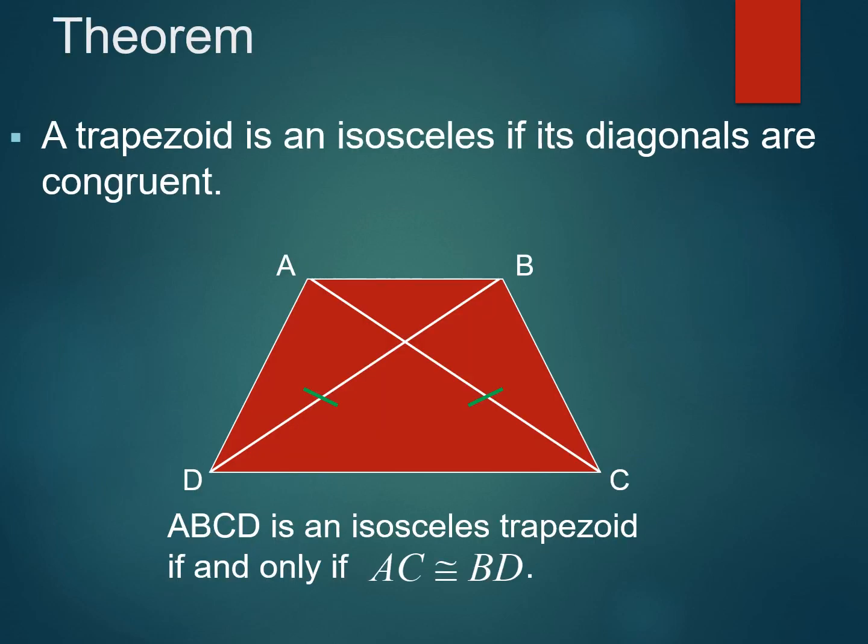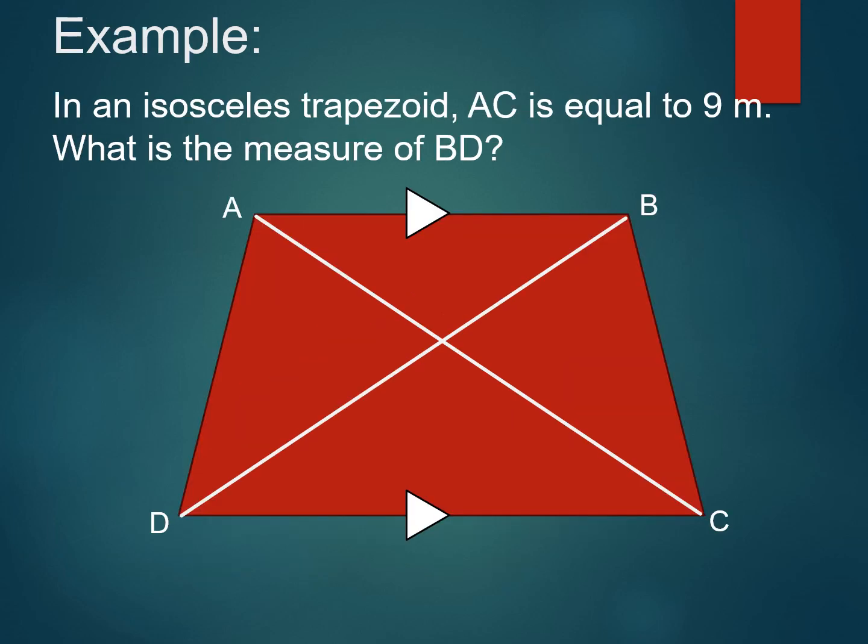Next, a trapezoid is an isosceles trapezoid if its diagonals are congruent. So for this trapezoid ABCD, we can say that this one is an isosceles trapezoid since AC is congruent to BD. Example, in an isosceles trapezoid, AC is equal to 9 meters. What is the measure of BD? So we're looking for the measurement of this one.